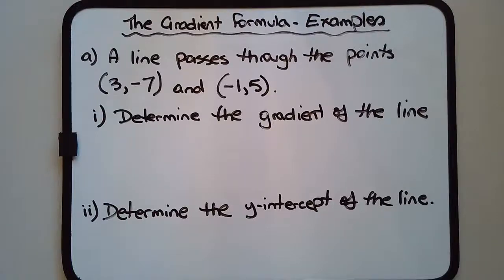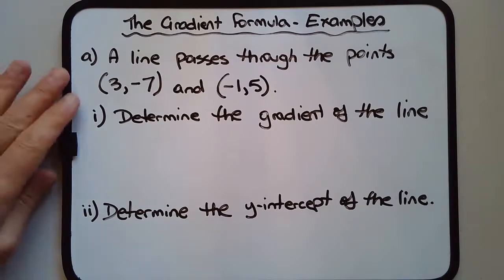We're going to look at a couple of examples using the gradient formula. In the first example, you're given 2 points and asked to find the gradient, y-intercept, and then the equation of the line. The second example uses a set of points given in a table of values, and you're asked to find the equation of the line.